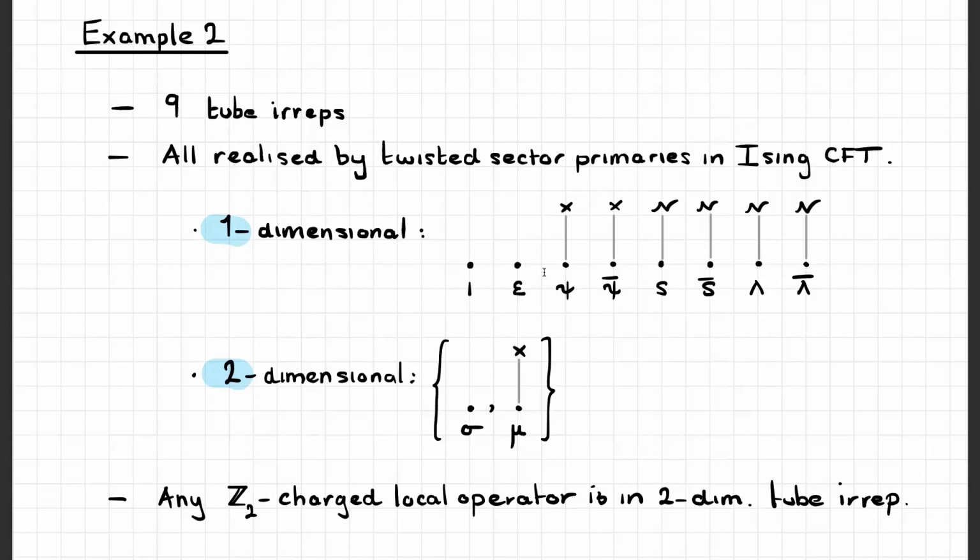There's obviously the trivial local operator, there's epsilon, and then there's a bunch of twisted sector primaries. And then, and this is characteristic of this case, there's one two-dimensional irrep, which involves a genuine local operator sigma and a twisted sector operator mu, which is in the twisted sector for the invertible Z2 symmetry. So it's nice that each of the tube irreps is realized in the Ising CFT.